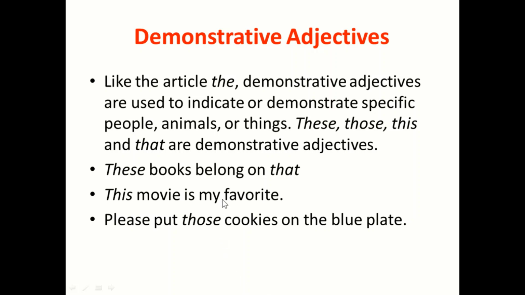Demonstrative adjectives. When you demonstrate something, like the article the. Demonstrative adjectives are used to indicate or demonstrate specific people, animals, or things. When you point out something with a finger, these, those, this, or that, these are demonstrative adjectives. These books belong on that. This movie is my favorite. Please put those cookies on the blue plate. So you are specifying something, you are pointing at something, this or that.